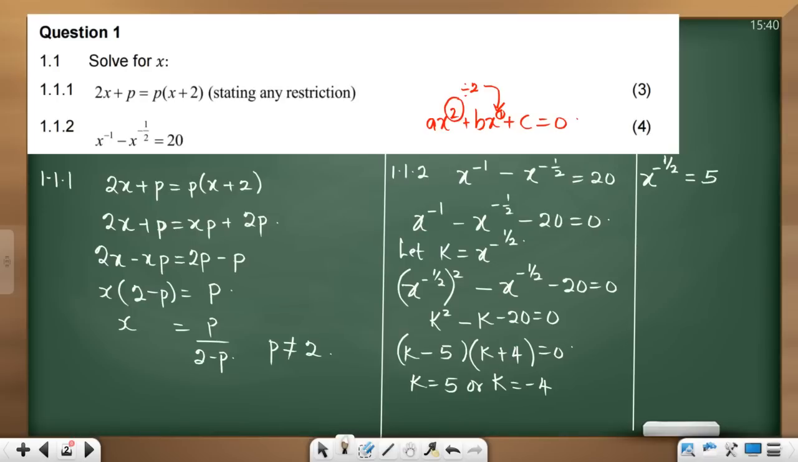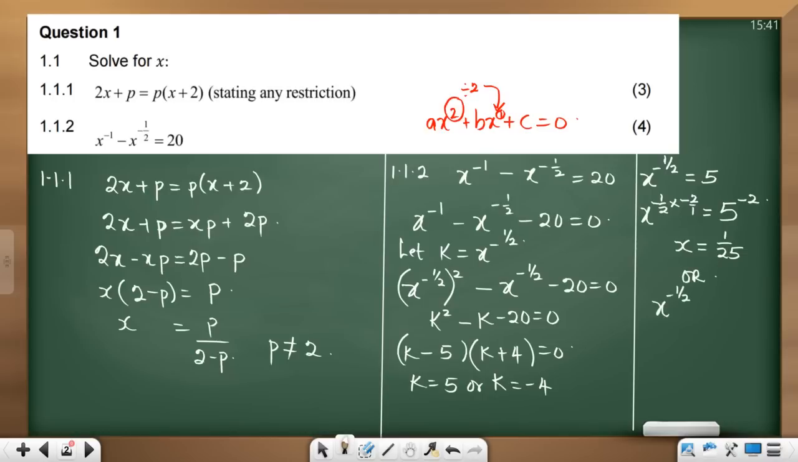I am going to raise to the reciprocal power, which is negative 2 over 1. Whatever I do on the left, I must also do on the right. That gives me x, and this gives me 1 over 25.